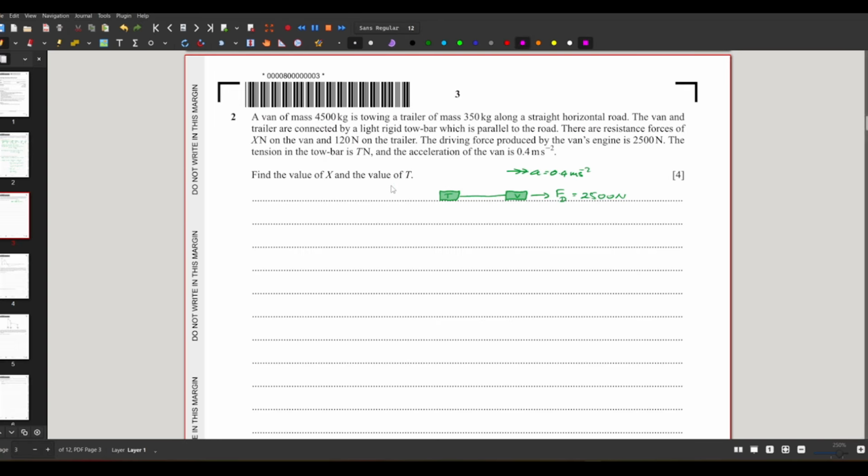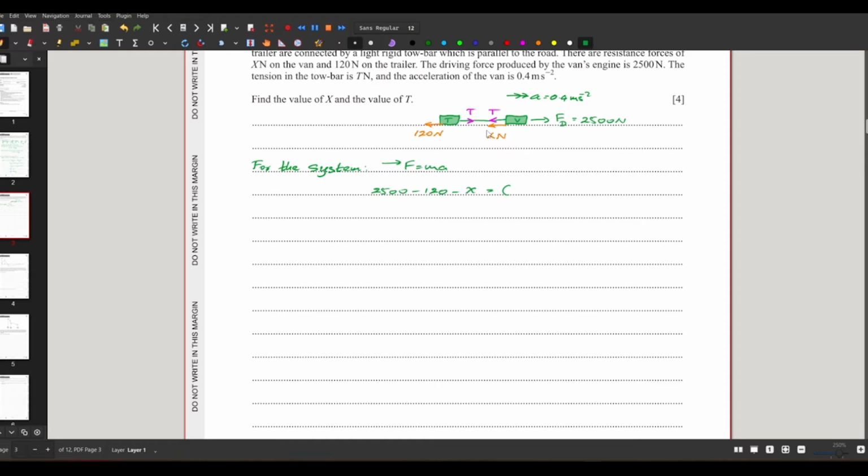I'm going to apply F equals ma. Taking the right side as positive, we have the driving force 2500 minus 120, the resistance, and also the x. Since they are connected with the rigid tow bar, we can consider the system as one mass. So the mass of the van is 4500 plus the trailer is 350, and the acceleration is 0.4.